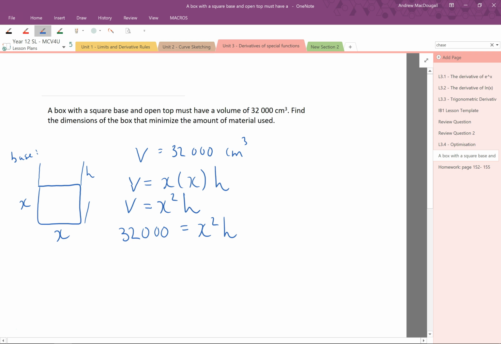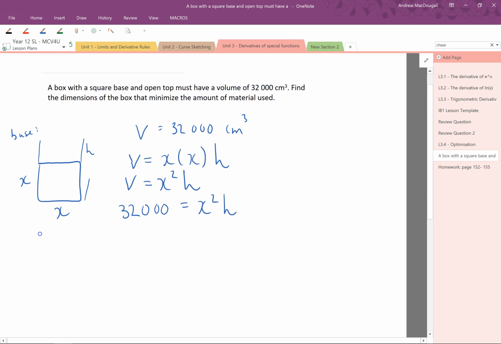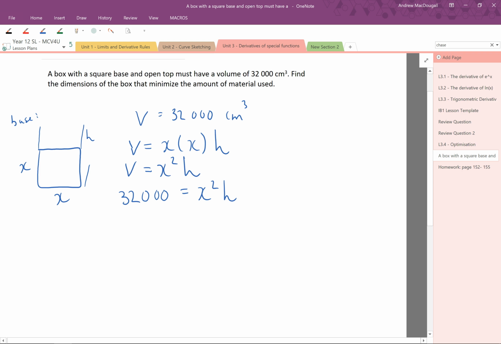Okay. Now, what are we actually trying to solve? The next sentence reads, find the dimensions of the box that minimize the amount of material used. So we want to basically manufacture this box as cheaply as possible. In doing so, we need as little material as possible. So the surface area, which tells us the amount of material used to build this box, is you add up all of the sides of the box, the area of each side.